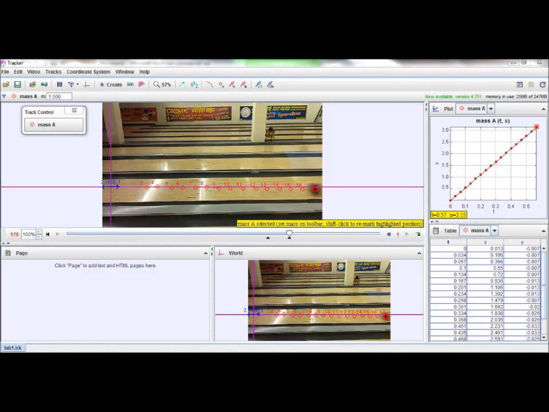And on the side is the graph of the velocity and the data points used. And as you can see, it produced a straight line, which confirms that the net force was 0 and it moved at a constant velocity.